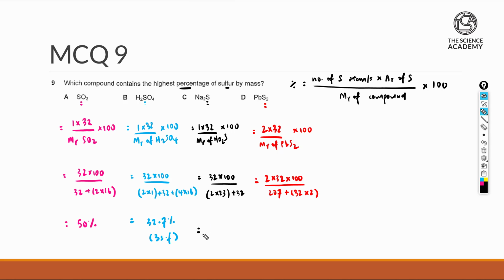For Na2S, a value of 41.0%, and this is again to 3SF. And the final one, for lead 2 sulfide, we obtain a value of 23.6%, also to 3SF. So the question wanted the highest percentage of sulfur by mass. We will be going with option A at 50%.